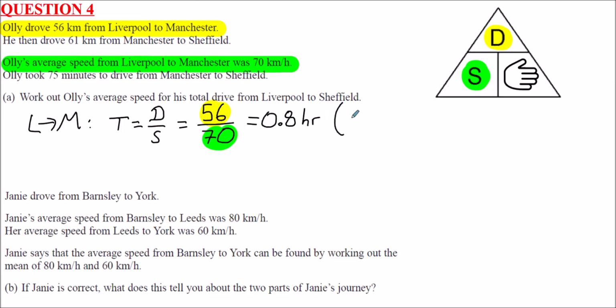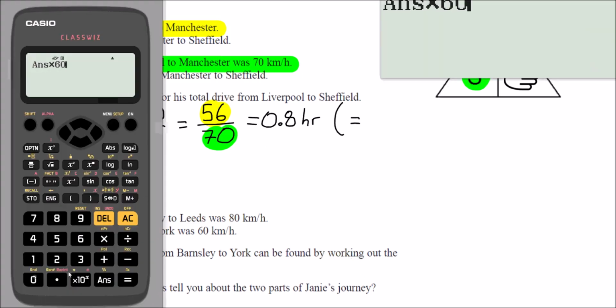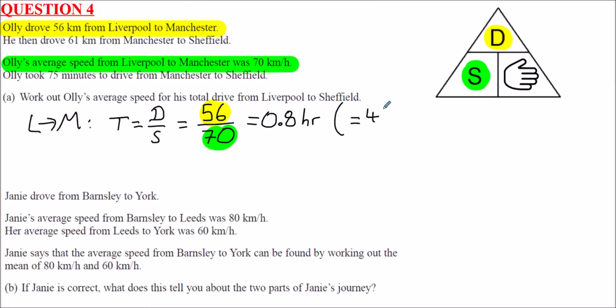And we might make more sense of this if this is in minutes. So how many minutes makes an hour? It's 60. So multiply this by 60 to get the answer in minutes. That makes more sense, perhaps. 48 minutes it takes from Liverpool to Manchester.